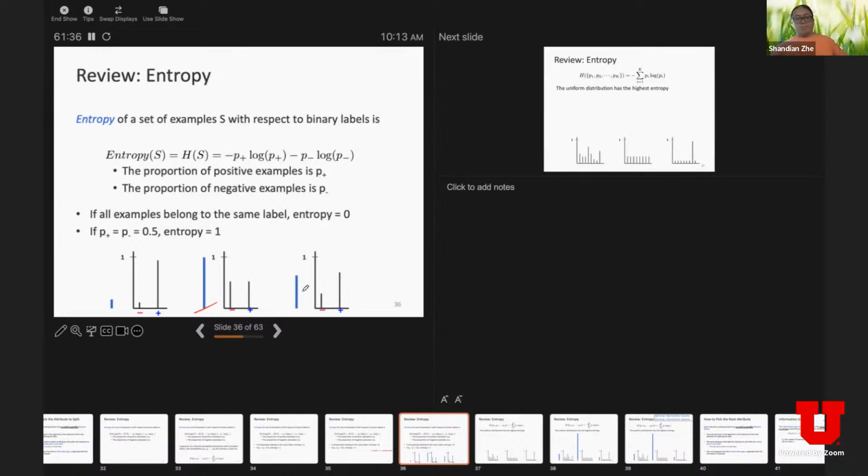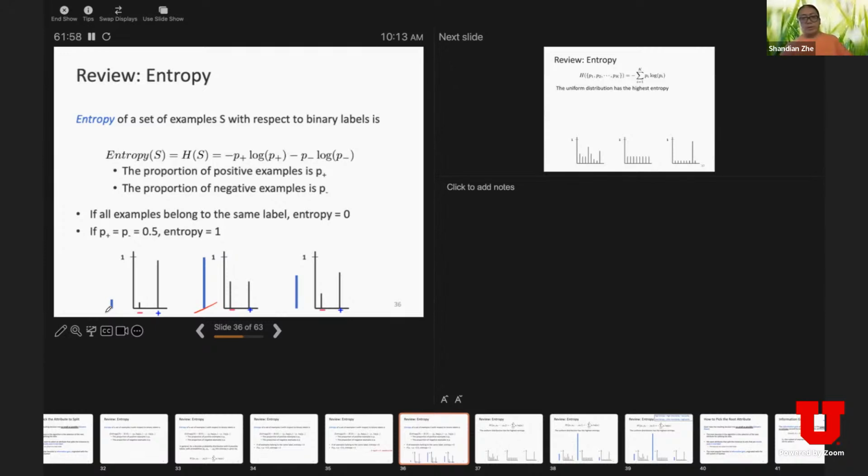And the more unbalanced P positive and P negative are, the smaller the entropy, meaning that you are less uncertain about those labels. Does it make sense?